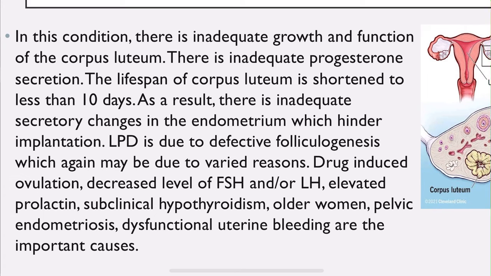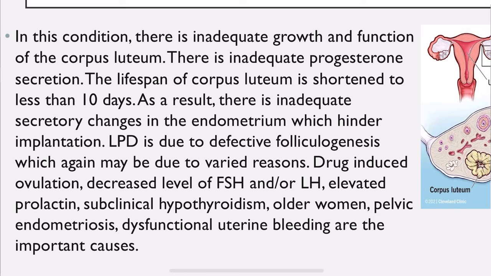So the steroidal ovulation, that is drug-induced ovulation, causes a decreased level of FSH and LH. Whenever the FSH and LH levels are reduced, the proper stimulation of the ovaries and the secretion is not happening properly. There are elevated prolactin levels and subclinical hypothyroidism. I told you in the previous slide that the thyroid hormones and also the prolactin hormone have to be at normal levels for the normal physiology. But here, whenever there are hyperprolactin levels and the thyroid levels are altered, there is hypothyroidism, which will affect the ovaries secondarily.